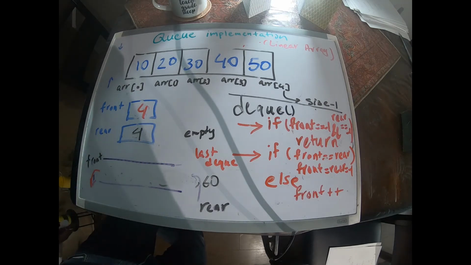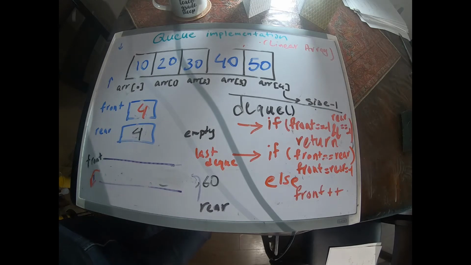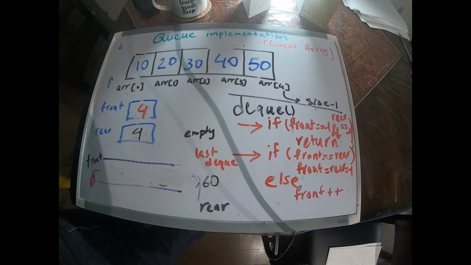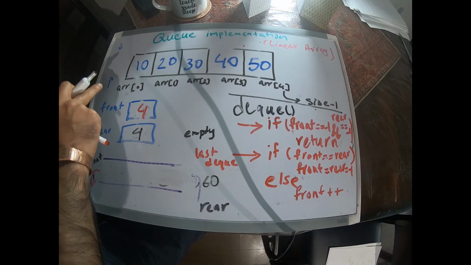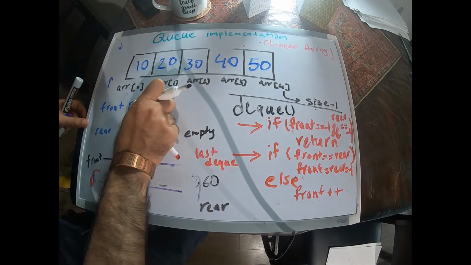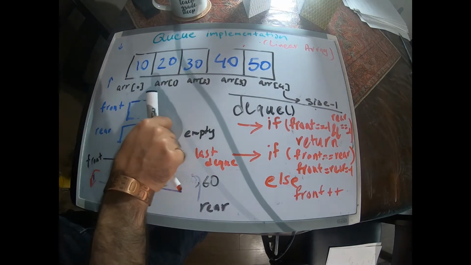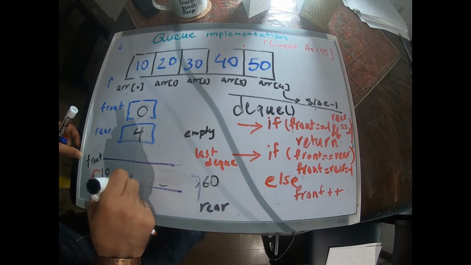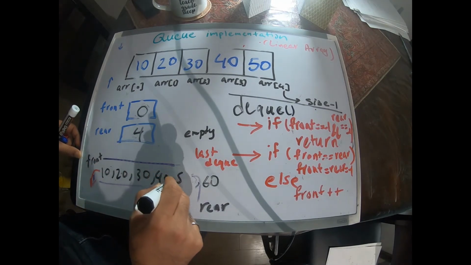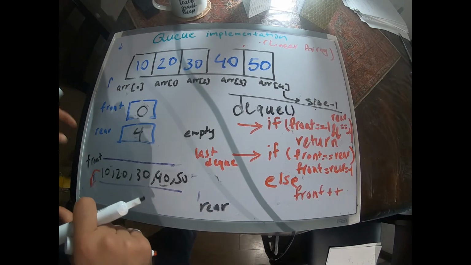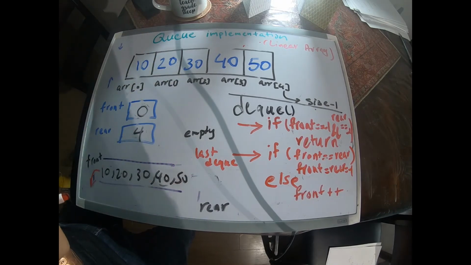Okay. Now, what is the problem with the linear array implementation of Q? What happens if, let's say, our Q is like this: 10, 20, 30, 40, 50. So our front is 0 and this is what we have, 10, 20, 30, 40, and 50. Let's say that we do 2 DQ operations.